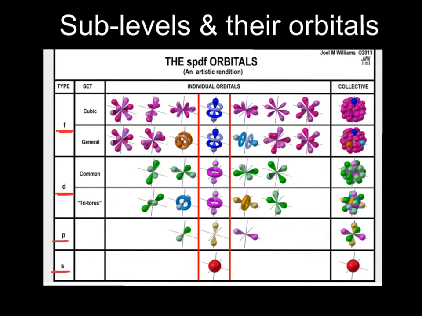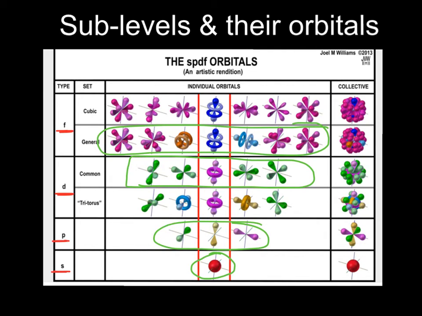What I want you to take from this is that the S sublevel has 1 orbital. The P sublevel has 3 orbitals. They look like dumbbells. The D, we're going to look at common only. The D has 5 possible orbitals in which we can find an electron. F has 7, and we'll only look at the general. You will never have to draw these orbitals. I'll explain to you what we do instead of drawing them.